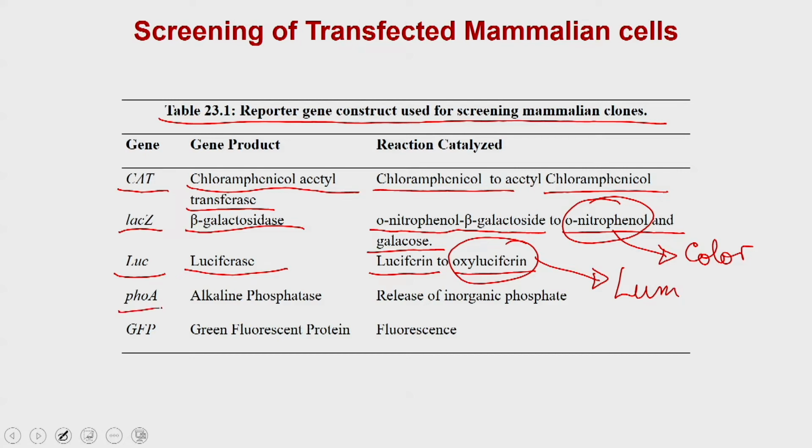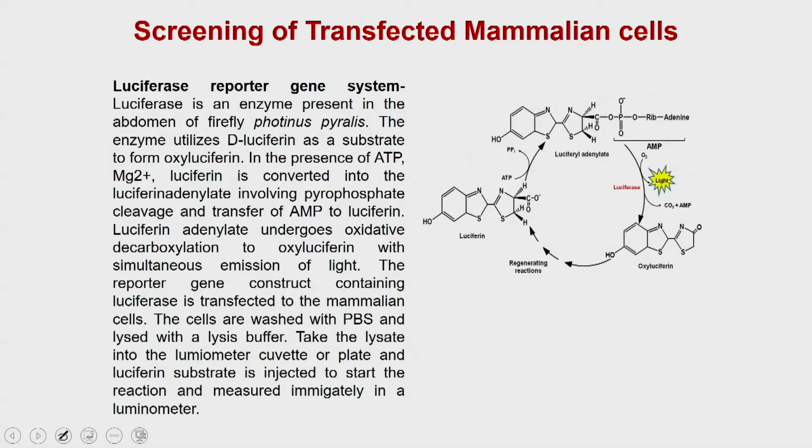Similarly, you have the 4A gene, which is actually producing the alkaline phosphatase, and the alkaline phosphatase is releasing the inorganic phosphate from the substrates. So, you can use different types of substrates to monitor the release of inorganic phosphate. And at the end you have the green fluorescent protein, or the GFP, which is actually going to give you the fluorescence in the green channel. So, let us see a few examples.